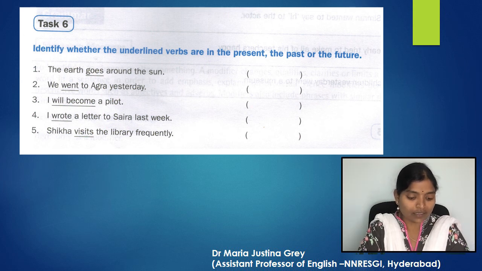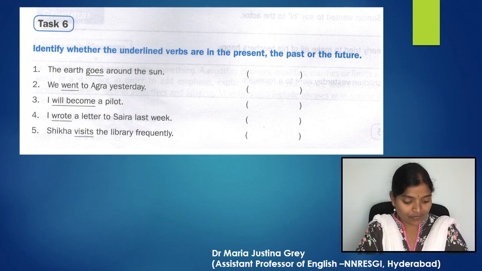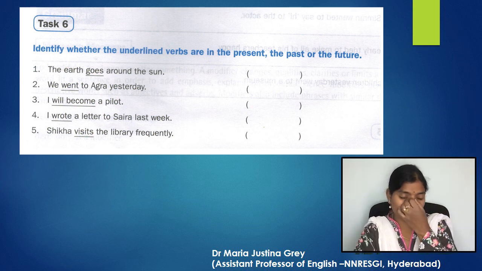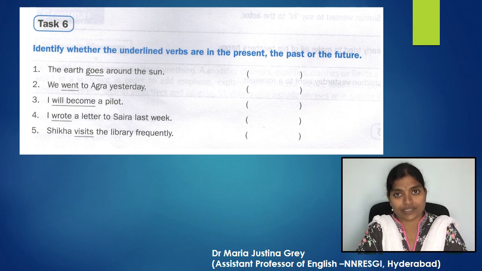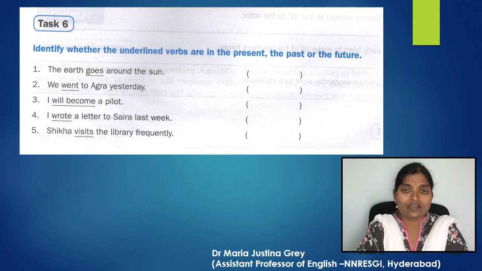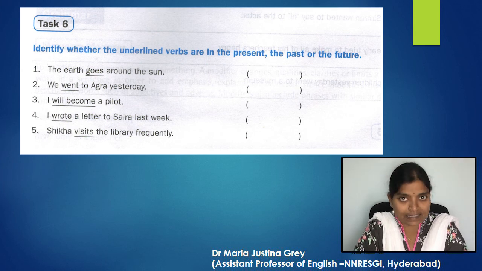Number 1. The earth goes around the sun. Present tense. 2. We went to Agra yesterday. Past. 3. I will become a pilot. Future. 4. I wrote a letter to Saira last week. Past. Number 5. Shikha visits the library frequently. Present. Please remember, these are just the tenses.